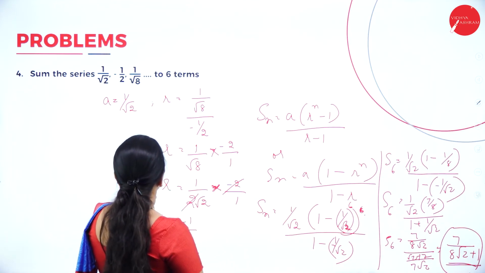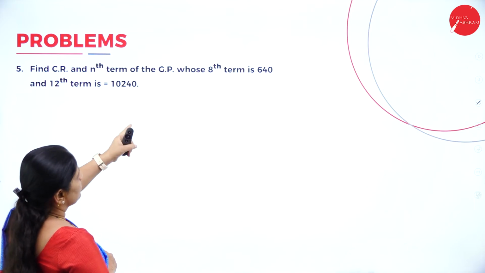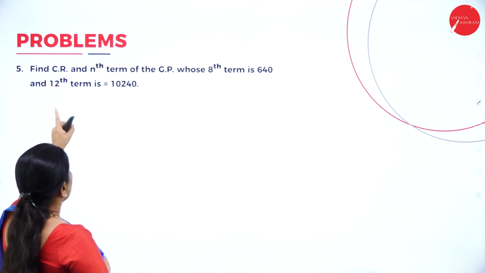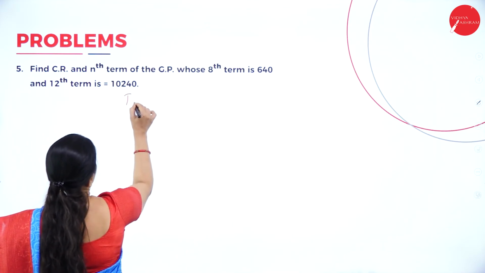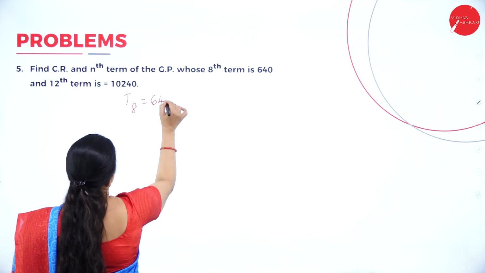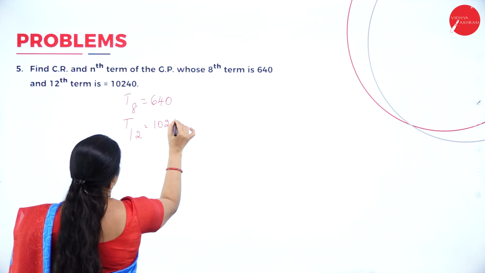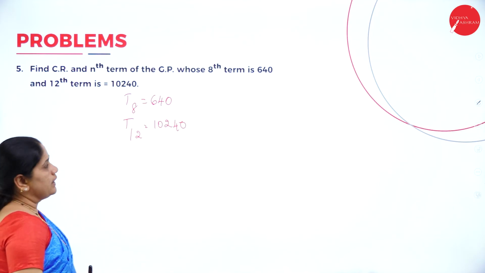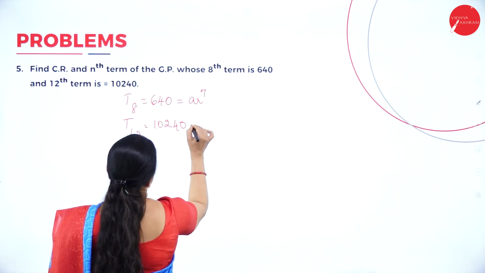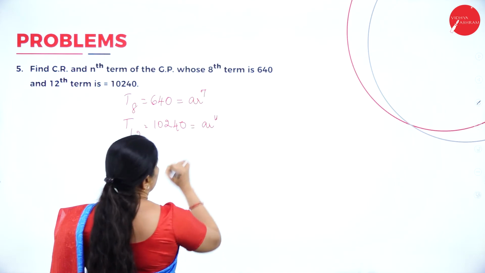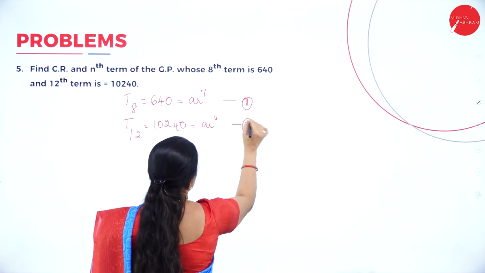The next problem here. Find R and the nth term of the GP whose 8th term is 640 and the 12th term is 10,240. Now, T8 equals 640 and T12 equals 10,240. Now T8 will be equal to AR to the power 7. This will be AR to the power 11. So this is 1 and this is 2.